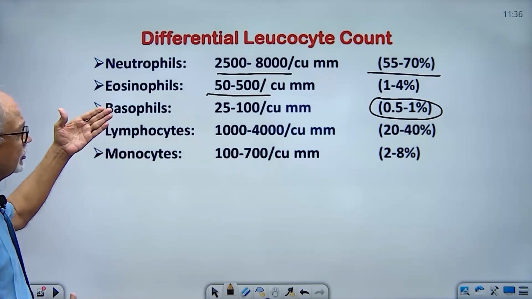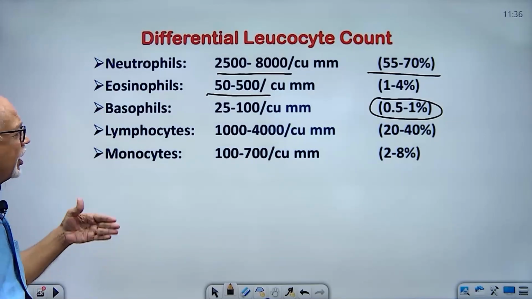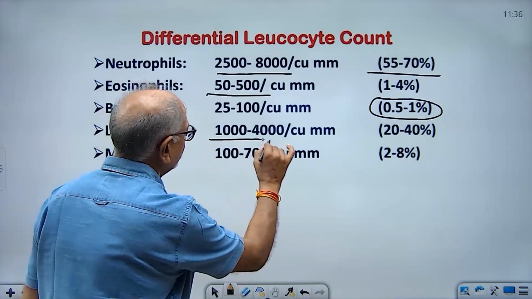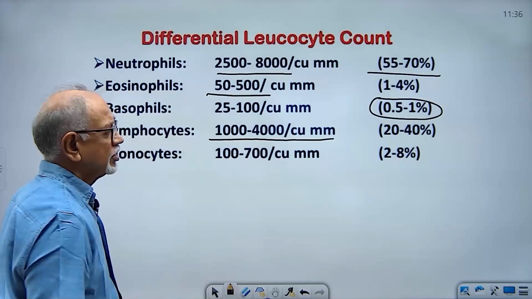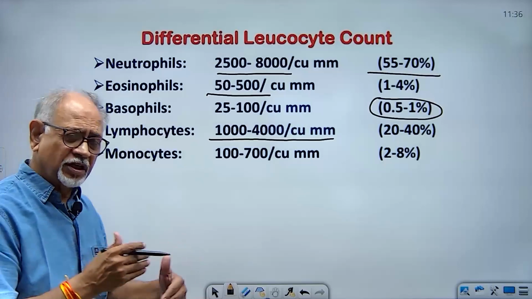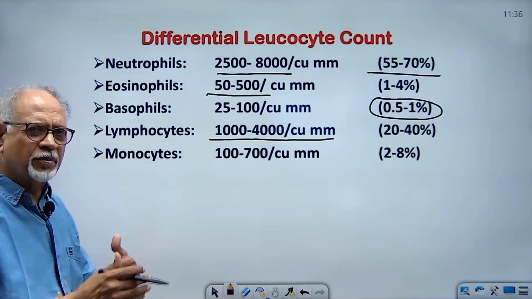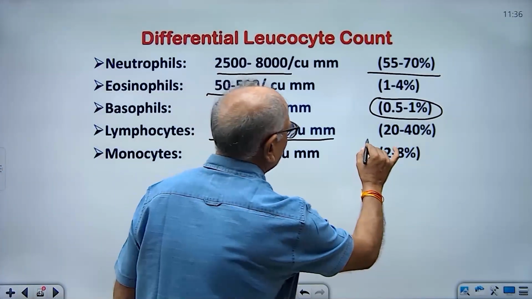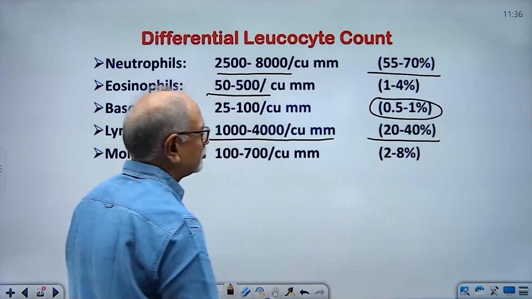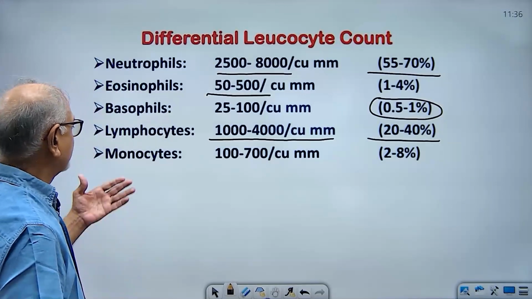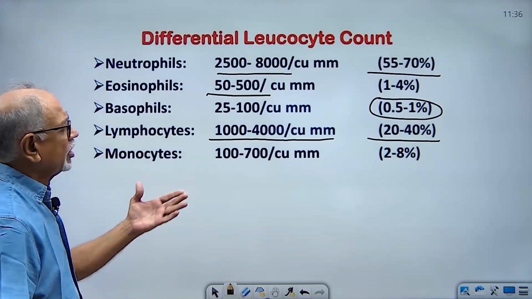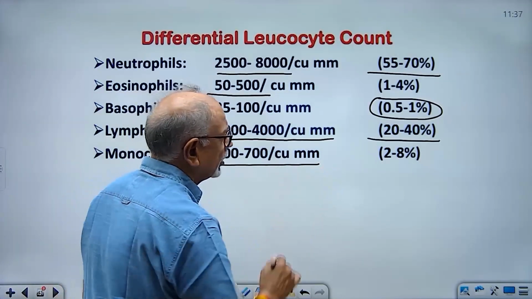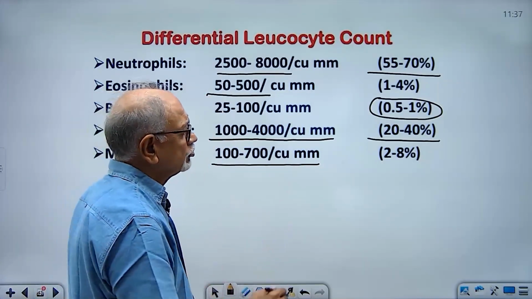Now, amongst the agranular leukocytes, the lymphocytes contribute about 1000 to 4000 per cubic millimeter. It can increase or decrease depending upon the physiological condition. They contribute about 20 to 40% of leukocytes. Then monocytes, they are just 100 to 700 per cubic millimeter of blood and contribute only 2 to 8%.